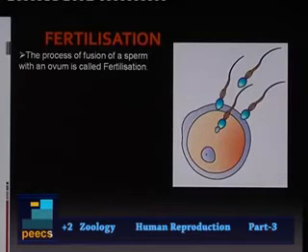First of all, what is fertilization? Fertilization is the process of fusion of a sperm with an ovum, and it happens within the fallopian tube.